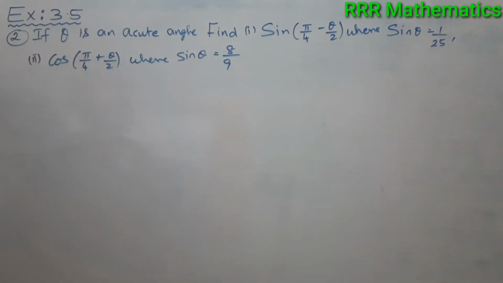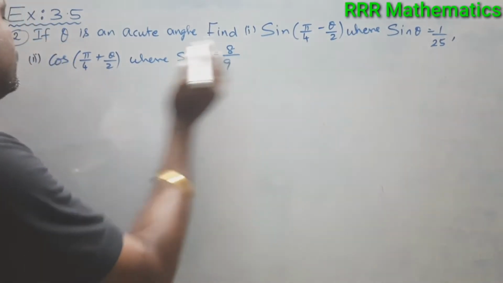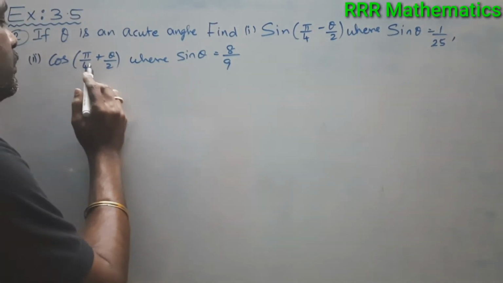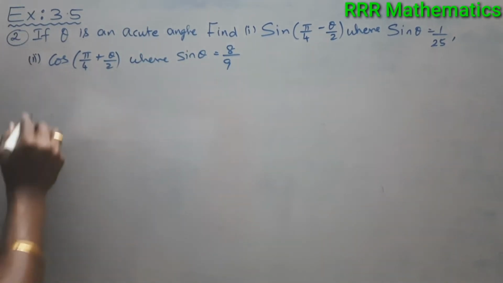If theta is an acute angle, find sin of (pi by 4 minus theta by 2), where sin theta is 1 by 25, and find cos of (pi by 4 plus theta by 2), where sin theta is 8 by 9. In this case you want to find sin of (pi by 4 minus theta by 2) and cos of (pi by 4 plus theta by 2), with respect to the given sin theta value.